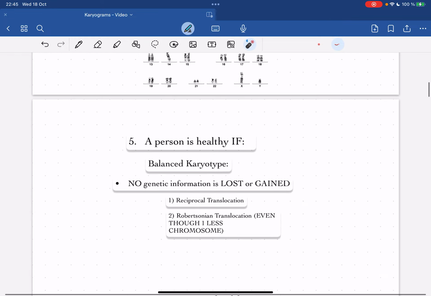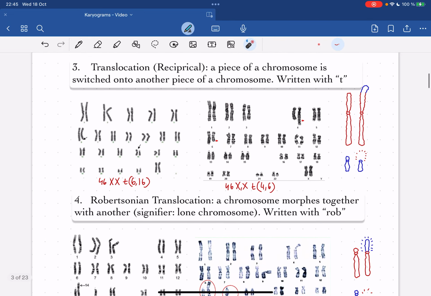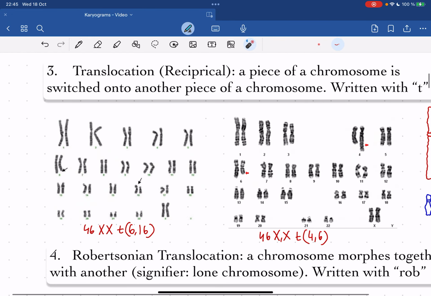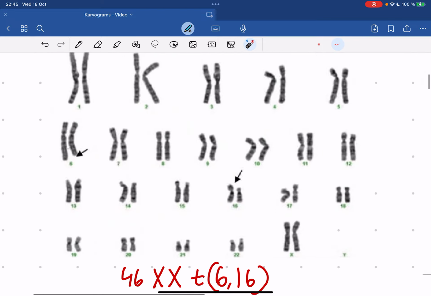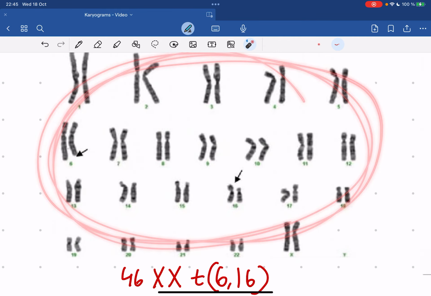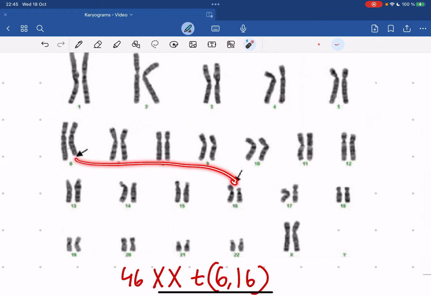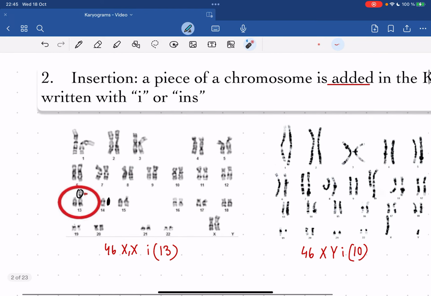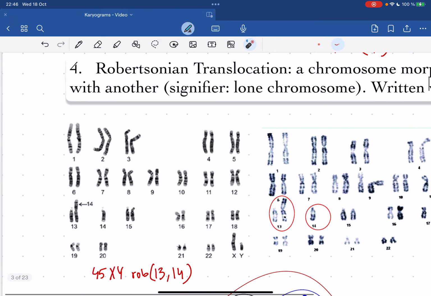Why? Because a healthy person has to have a balanced karyotype, and that means that nothing is lost and nothing is gained. Let's first look at translocation right here. You can see that nothing is lost here technically. This piece has just migrated down to this piece. So nothing is lost in this whole karyotype, because we just have a little tiny migration. They're just traveling locally pretty much.